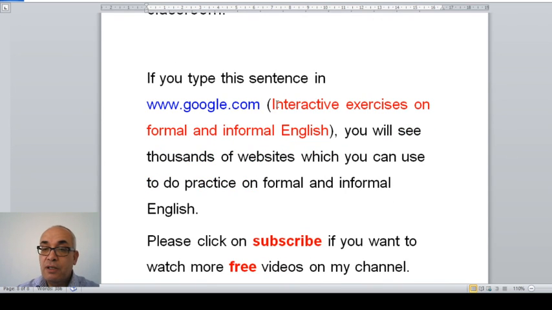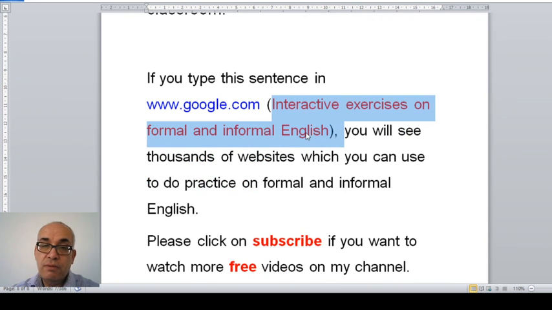If you type this into google.com, maybe you can do more practice on formal and informal English. But try to be very careful because some websites are American, some of them are British, and also unfortunately some websites give wrong information. They don't tell you the whole story about formal English.